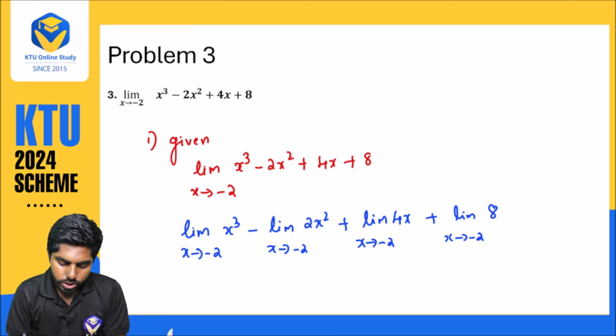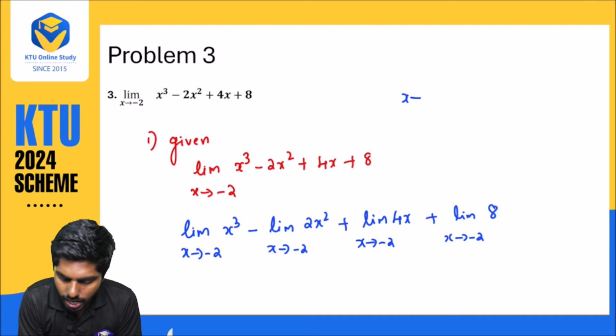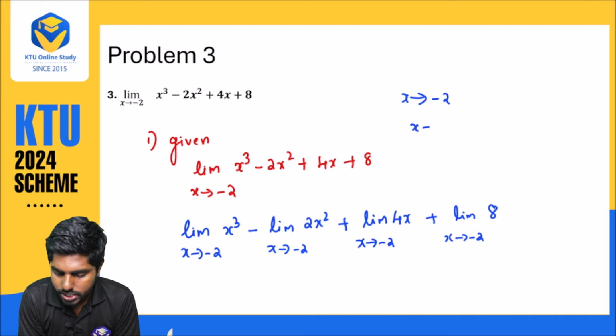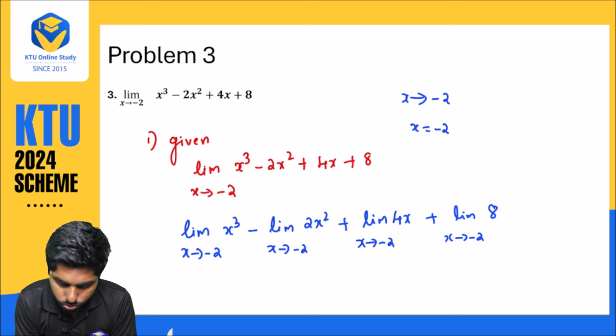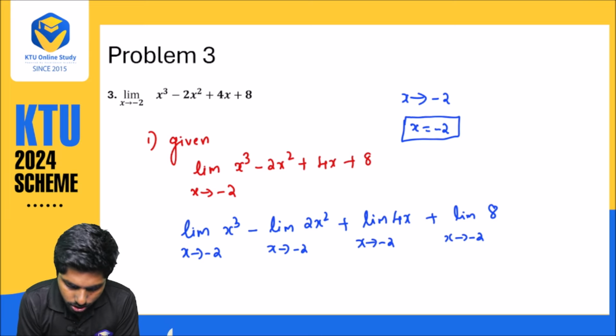Now what do you have to do? Just substitute the value. That is, x approaches minus 2. That means it is indicating x is very close to minus 2. That means x is equal to minus 2. When you are substituting, what will we be getting?